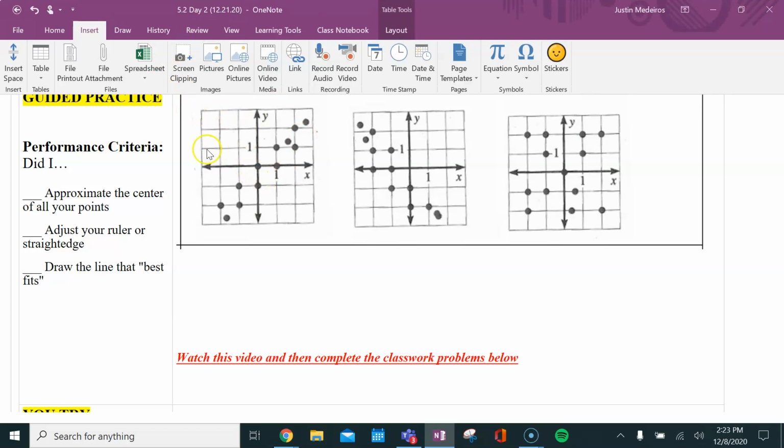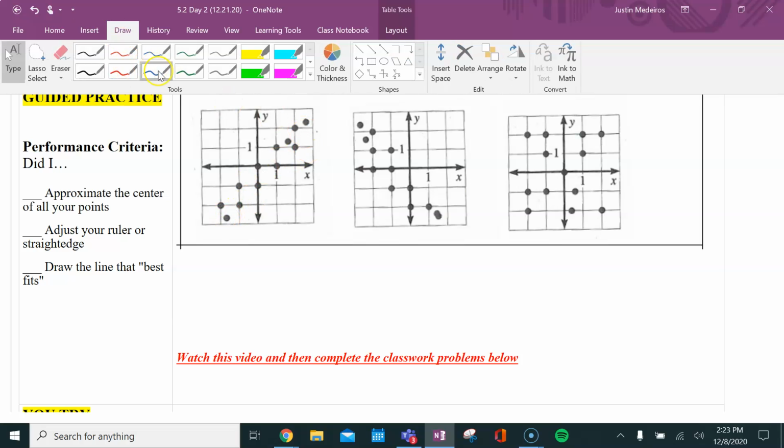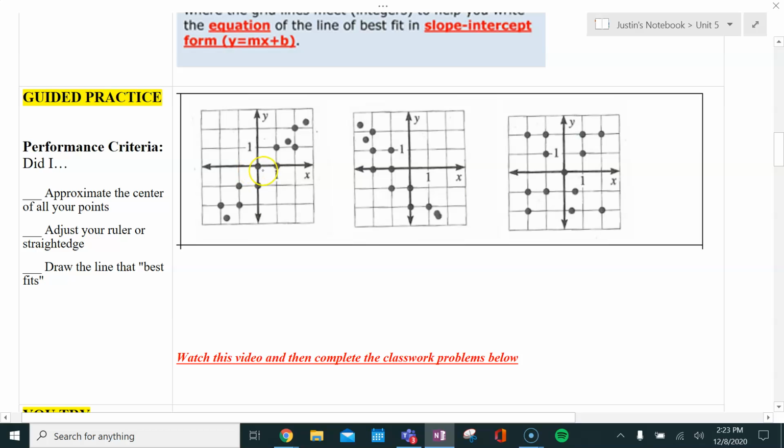Alright, so if you look at this first example, this first graph, we have this scatter plot. It's a bunch of points scattered along the graph. Okay, what we're going to do is we're going to draw a line of best fit. So we're going to see more or less where is the center of this line. Okay, so approximate the center of all of your points. So the center is about basically right here. I'm going to draw an X. Okay, so you got about 1, 2, 3, 4, 5 points below, 1, 2, 3, 4, 5, and 6 points above that X. What we want to do now is we want to adjust the ruler.